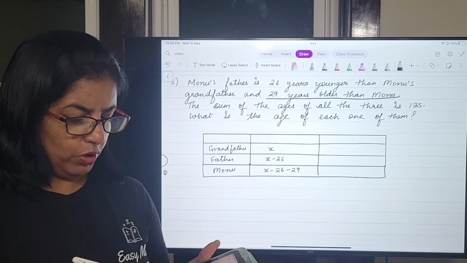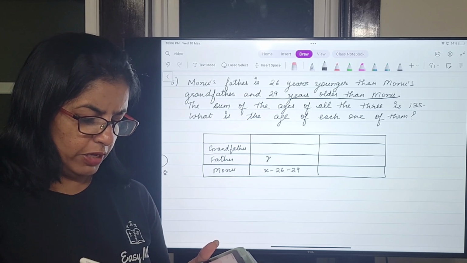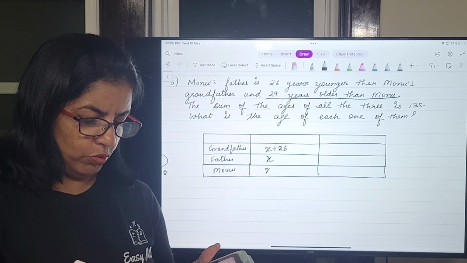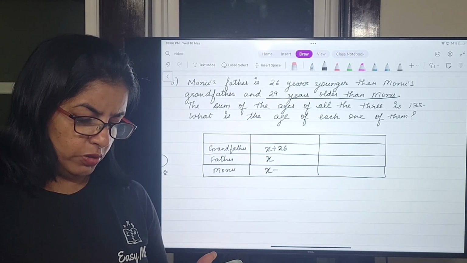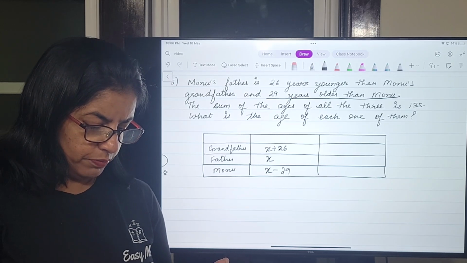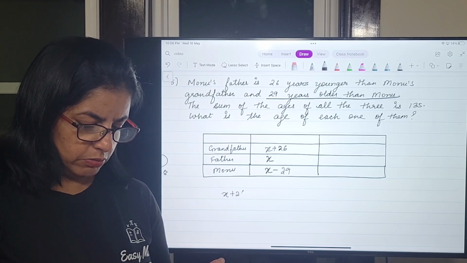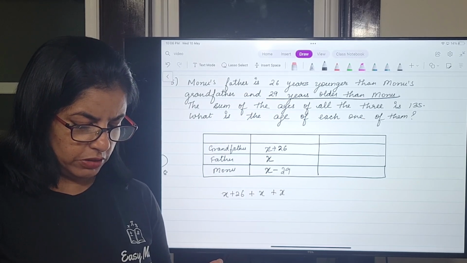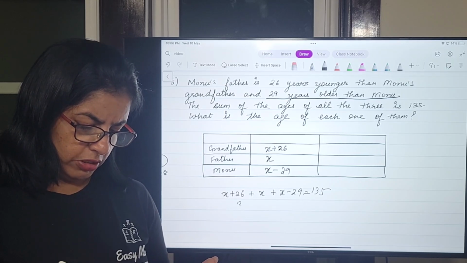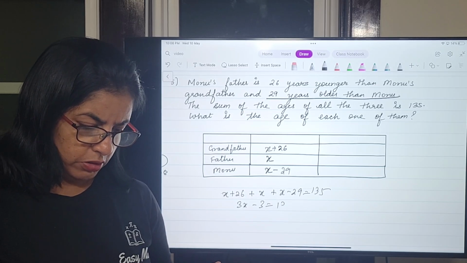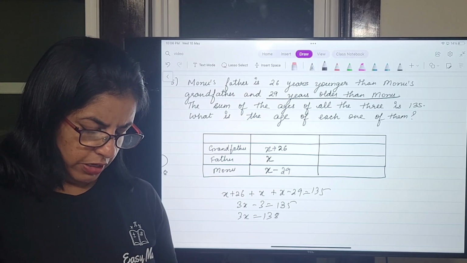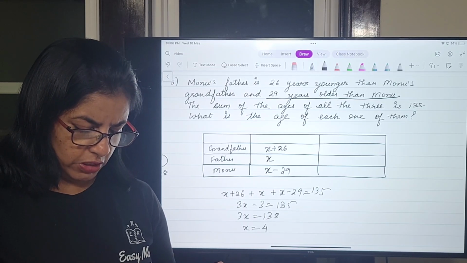So you can take this as x also. So if you take the father's age as x, grandfather will be x plus 26 and Monu will be x minus 29, since the father is 29 years older than Monu. That is also okay. Now you add all 3 of them. X plus 26 plus x plus x minus 29 is equal to, their sum is 135. So you get 3x minus 3 is equal to 135. 3x is equal to 138. And you have x is equal to 46.